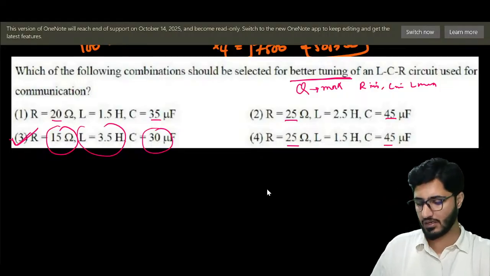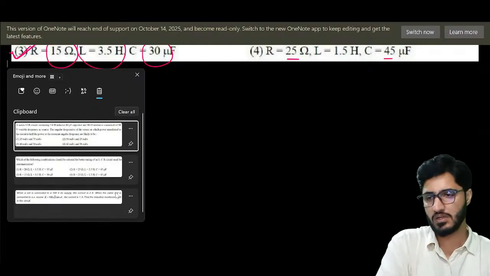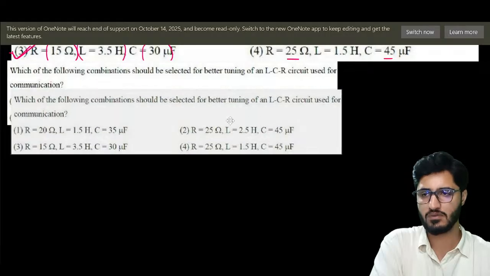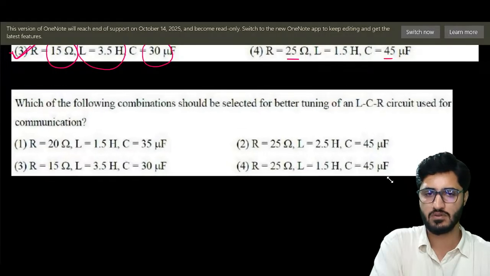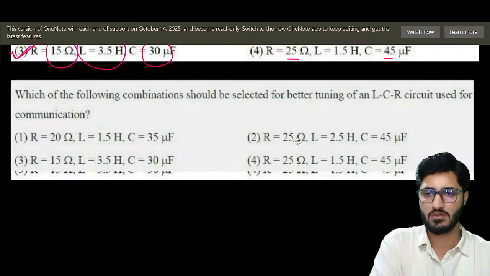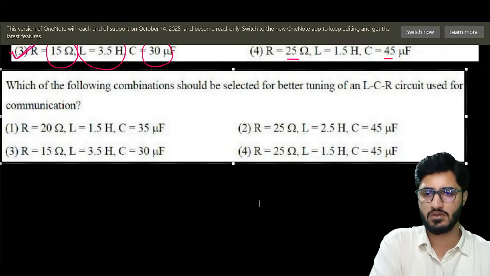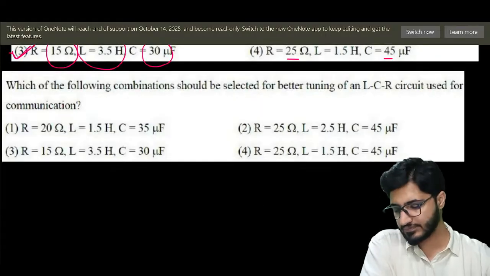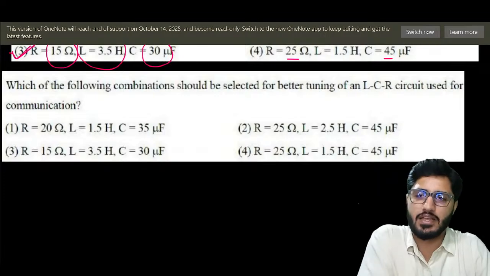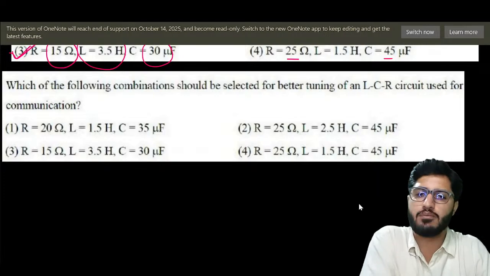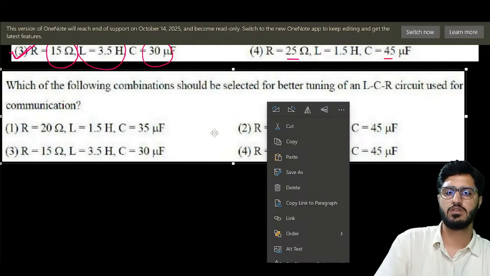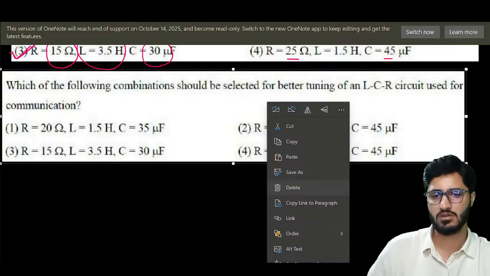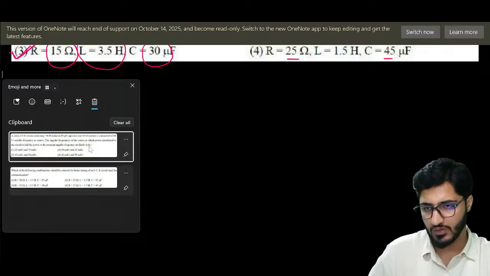Now next one. Numerical like, which are the following combinations? No, we have done this one, no? We've done this one. This one now.